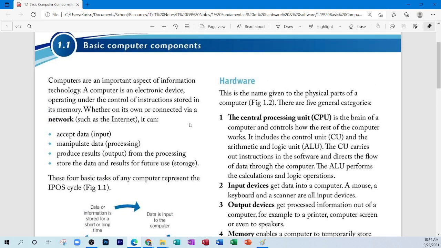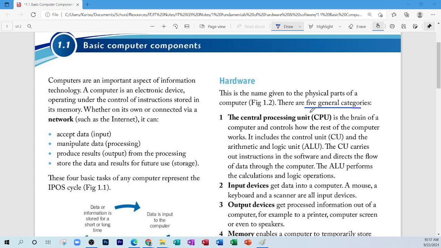So, as mentioned, we're at 1.1. We would have already started it, and we would have stopped at hardware. And hardware has 5 categories, 5 general categories. So please remember, once again, you guys are making your notes. If I'm going too fast, if I need to slow down, if I need to clarify something for you to make that note, let me know.